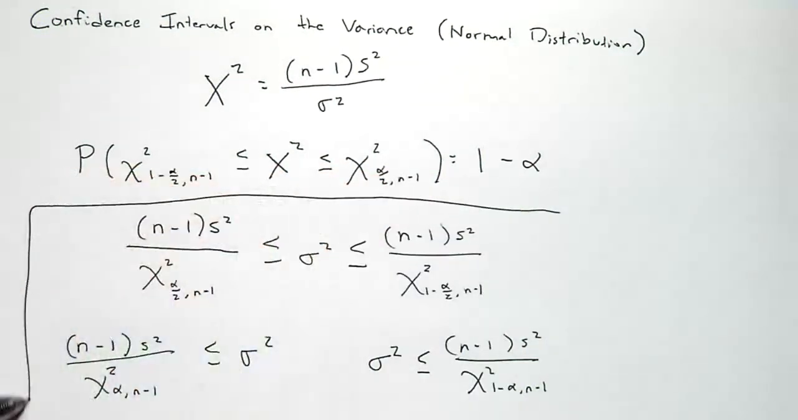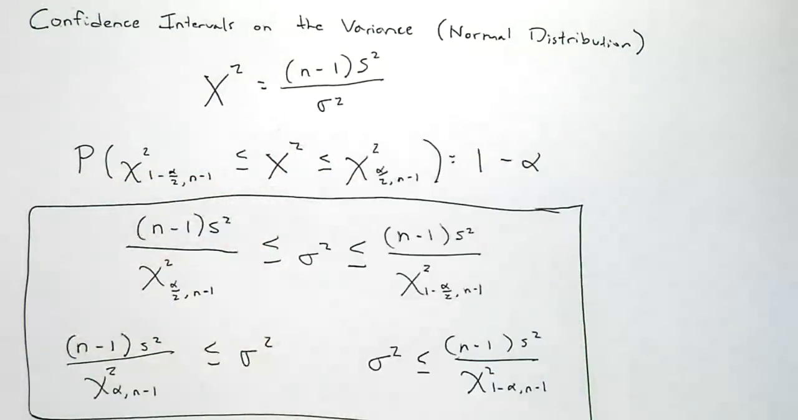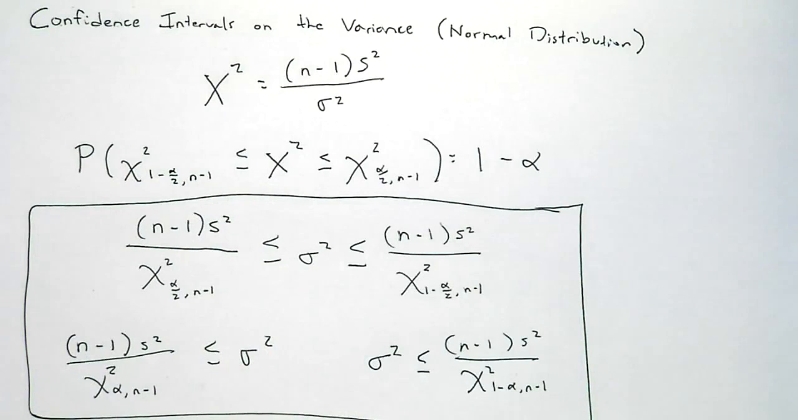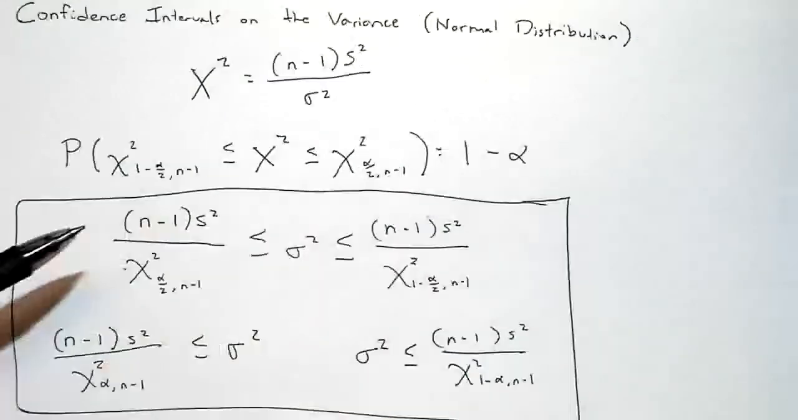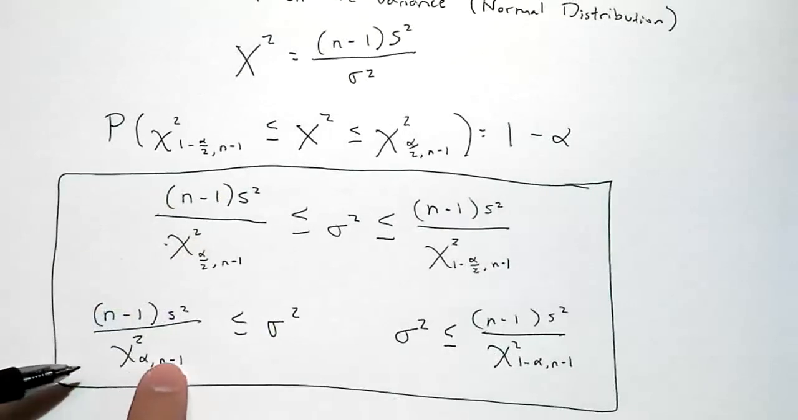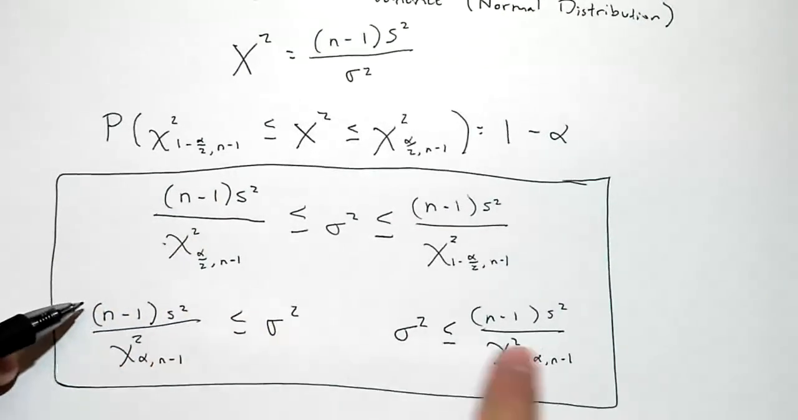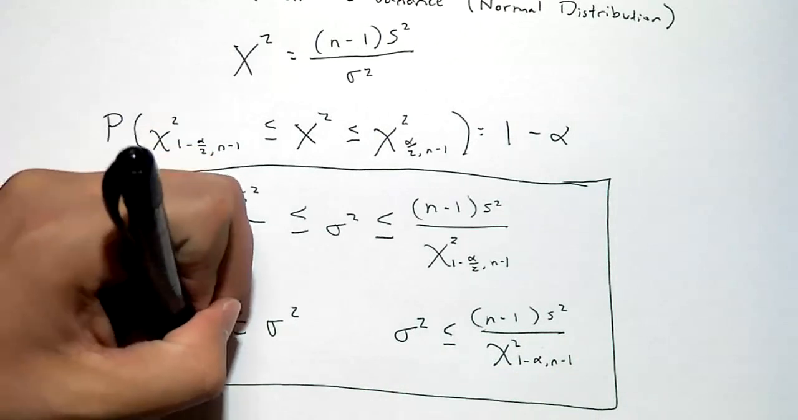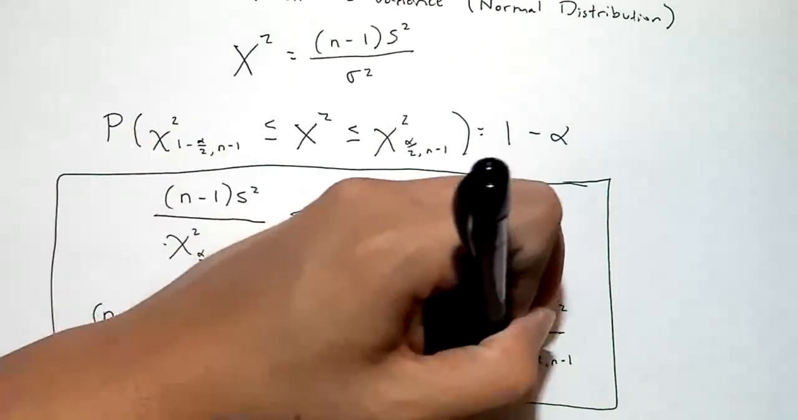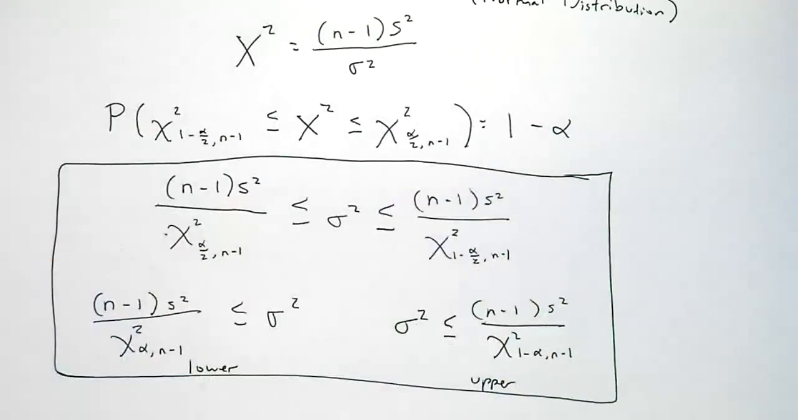So these are my equations for my confidence interval for the variance, where this gives me the upper and lower bounds. This gives me a lower confidence bound, and this gives me an upper confidence bound. Yep. I was wondering why the 1 minus alpha over 2 switch sides there.